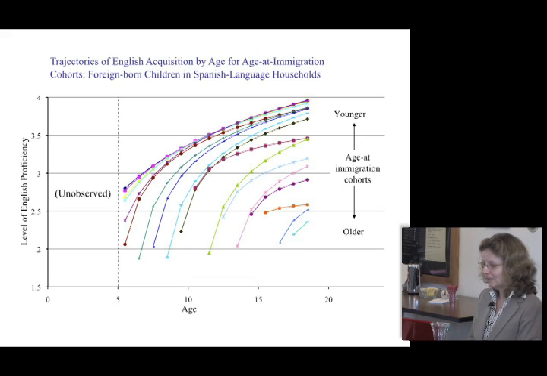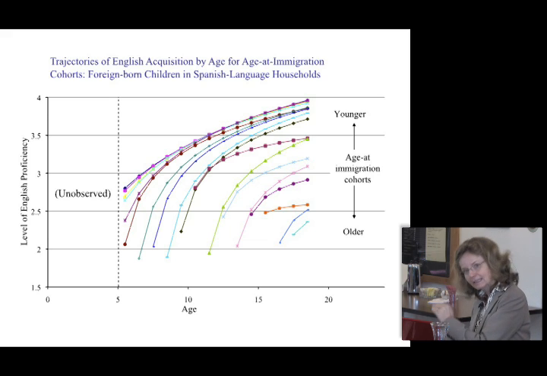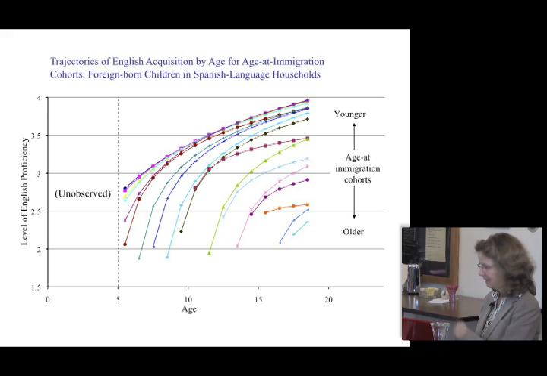Okay, this is what the real data look like. This is what the census data actually show. And you can see, or maybe you can see, I hope you can see, that the curves are falling down. Essentially, rates of English language acquisition among kids get slower and slower the later the kids enter the country.